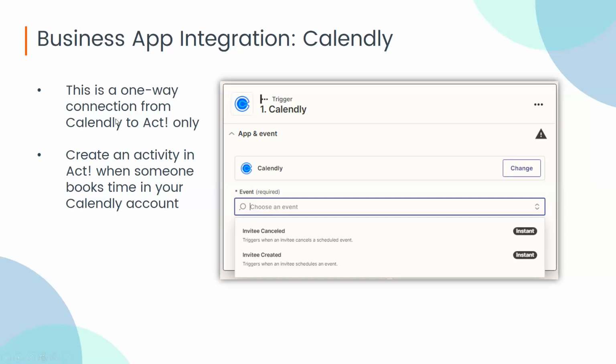But this is a one-way connection. You can't write from anything to your Calendly account. It's just in Zapier, there's no actions available inside Calendly. So it's meant for Calendly to be the trigger. Whenever somebody books time in Calendly, we're going to create an activity in Act so that we have that on our Act calendar. All right, so let's set this one up real quick.